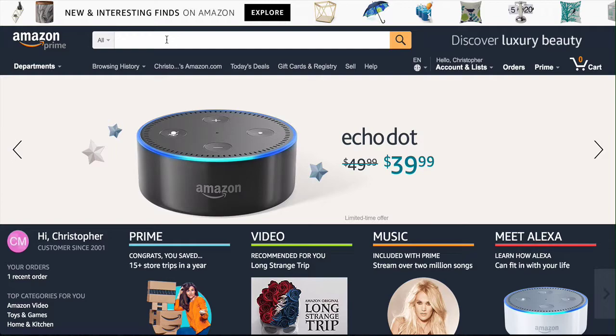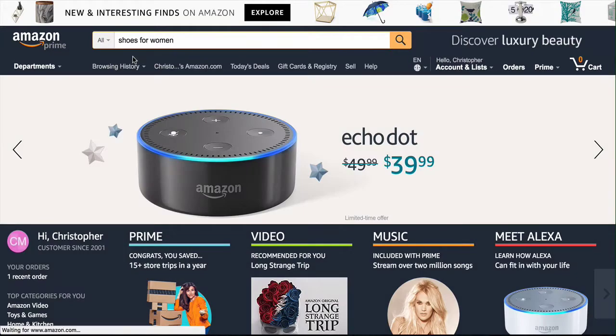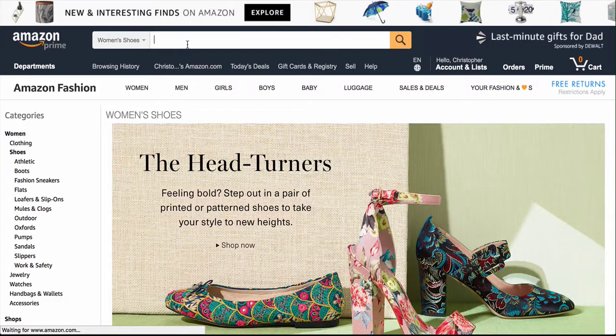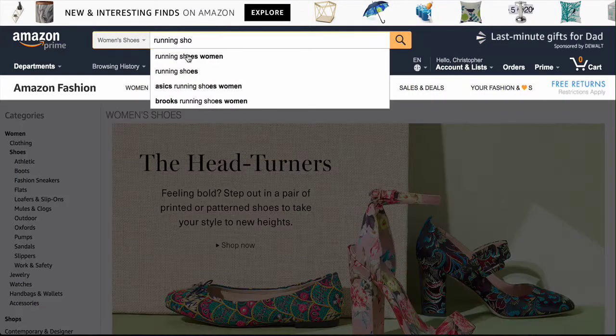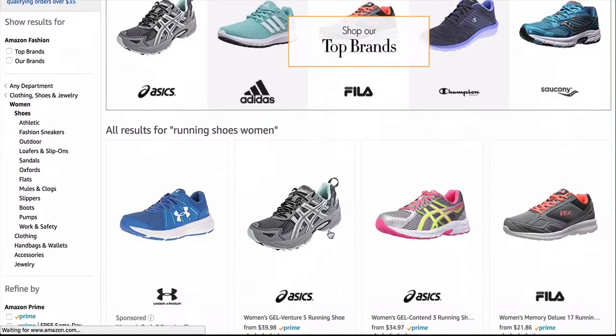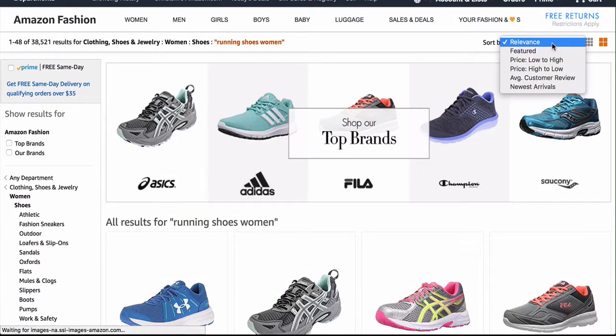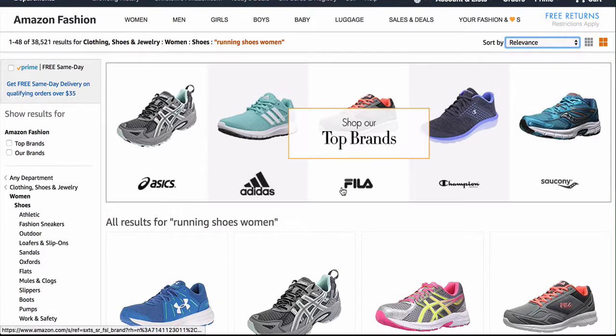So the first one, if you already sell a product, let's say you're selling shoes, for example. You would go here and type in shoes, and maybe we're shoes for women. Maybe let's do running shoes. Get even more specific. So these are ads here. Then I want to sort by relevance. No, I'll just leave that as is.